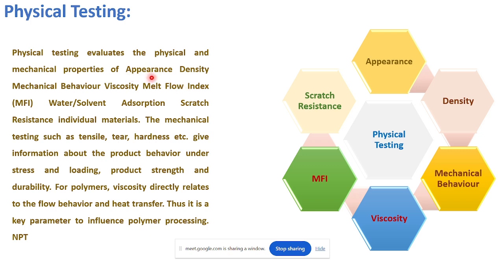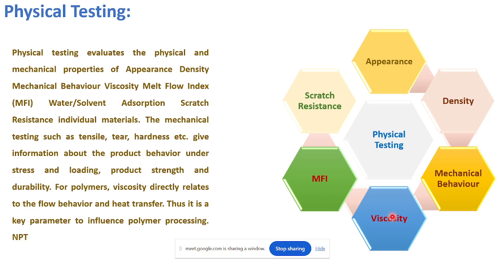So briefly, it evaluates the physical and mechanical properties and also its appearance and density, its interaction with different solvents, organic solvent or water, and also other different physical techniques like melt flow index, your scratch resistance, its physical appearance, whether it is colored, whether it is black or some color pigment is there, its density, and very important, the mechanical behavior and also the viscosity of your material.